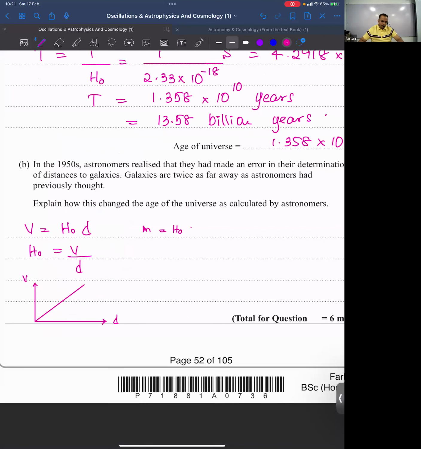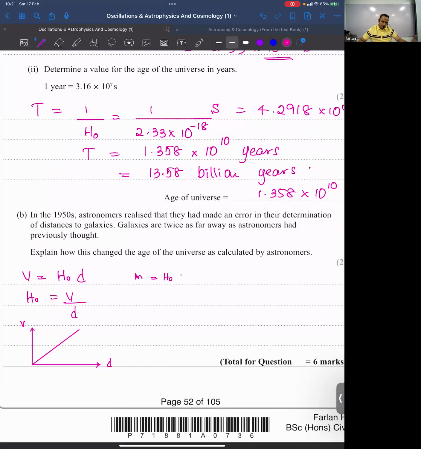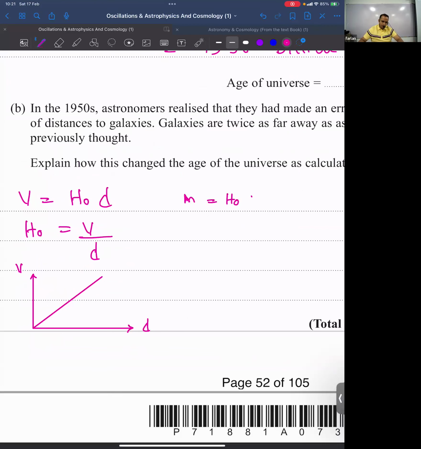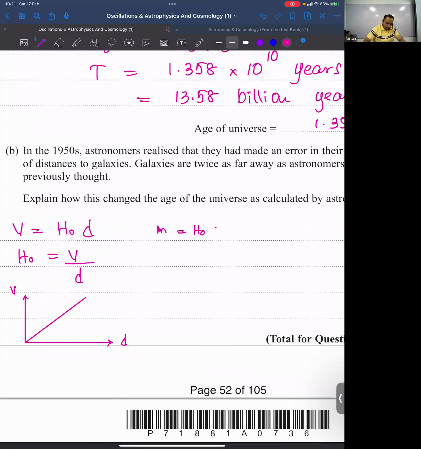If they had made a blunder, that the galaxies are twice as far away as astronomers had previously thought, that means the actual distance is supposed to be twice of this, which means the graph is supposed to be this way. That means the actual gradient is supposed to be half of the gradient they thought. Correct? So if they had thought a certain H naught value, the actual H naught should have been H naught over 2.